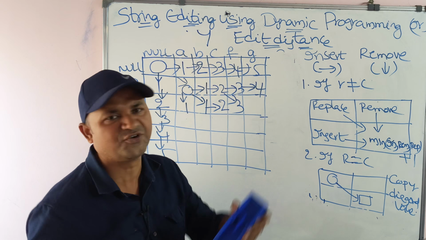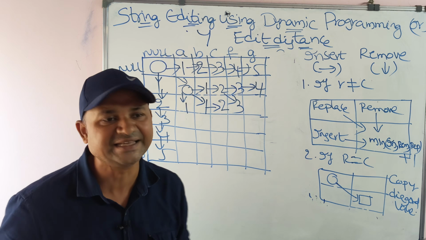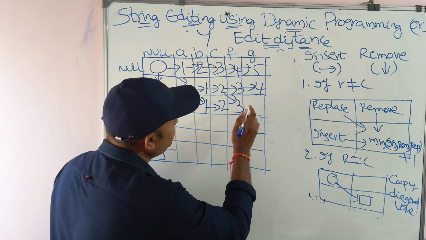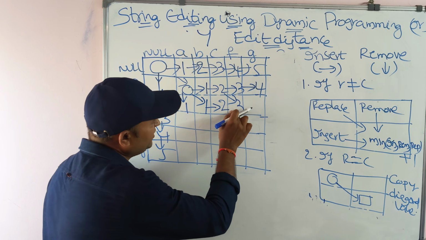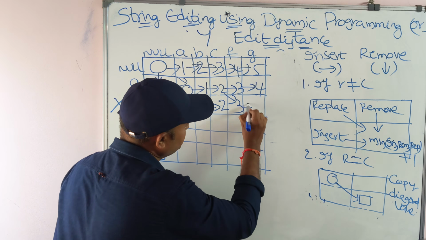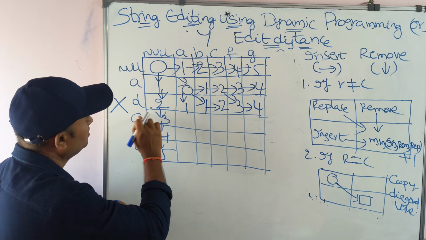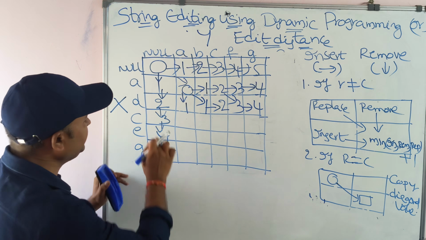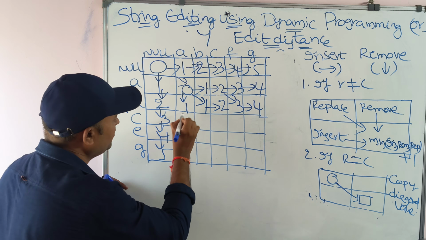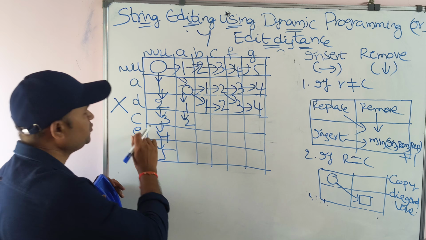Next, out of 3, 3, 4, the minimum number is 3. So 3 plus 1 means 4. So we can use this 3 or this 3. Now I am using this 3. Next, let us fill this row. CA, CB, different. So out of 1, 2, 3, 1 is the minimum number. So 1 plus 1, 2.